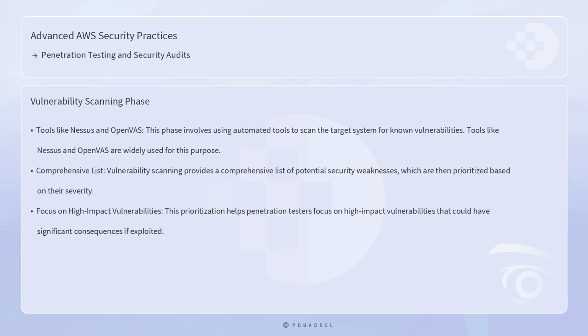Once the reconnaissance phase is complete, the next step is vulnerability scanning. This phase involves using automated tools to scan the target system for known vulnerabilities. Tools like Nessus and OpenVAS are widely used for this purpose. Vulnerability scanning provides a comprehensive list of potential security weaknesses, which are then prioritized based on their severity. This prioritization helps penetration testers focus on high-impact vulnerabilities that could have significant consequences if exploited.